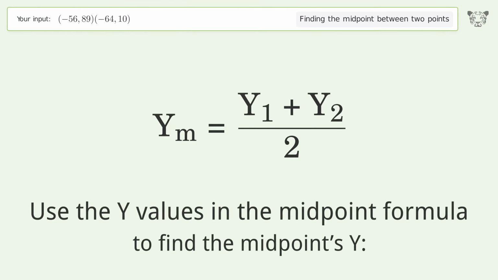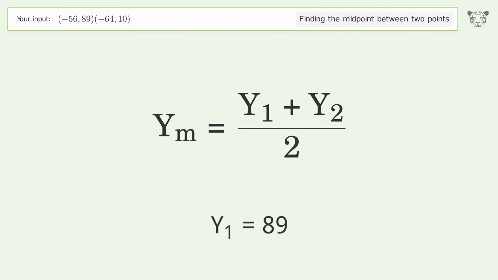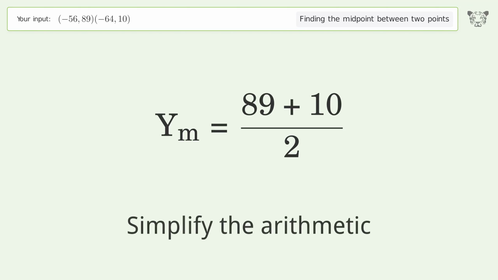Use the y values in the midpoint formula to find the midpoint's y. y1 equals 89. y2 equals 10. Simplify the arithmetic.